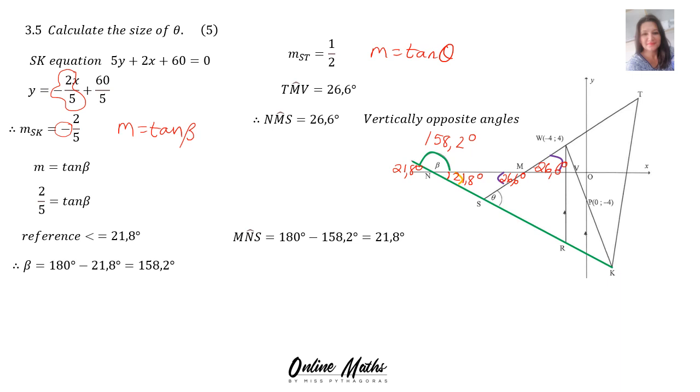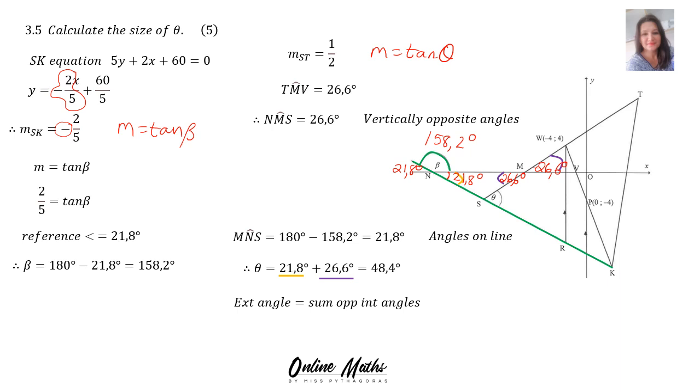And then now we can work out what theta is. Theta is the exterior angle of triangle NMS. So we can say that theta is then 21,8 plus 26,6, which is 48,4 degrees. And your reason is the exterior angle of a triangle is equal to the sum of the opposite interior angles.